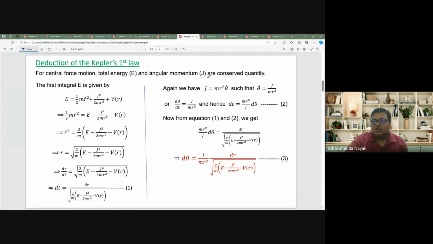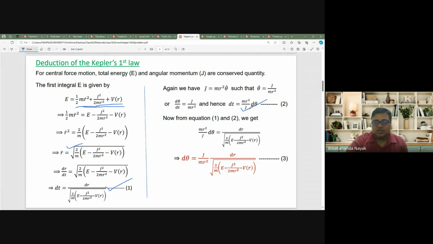For the first law derivation, we use the first integral, which we know as energy, kinetic energy plus potential energy. We got this one, half m r dot square, and from r square theta dot, you can find this term. We already found this energy is equal to this one. So from this you can calculate r dot is equal to root over of this. Only simplification. Then r dot is dr by dt, or you can write dt is equal to dr by this. But again, j angular momentum is m r square theta dot. So theta dot is equal to j by m r square. Theta dot means d theta by dt. Okay, so dt is equal to m r square by j d theta.